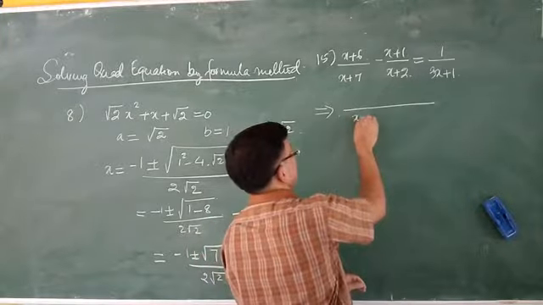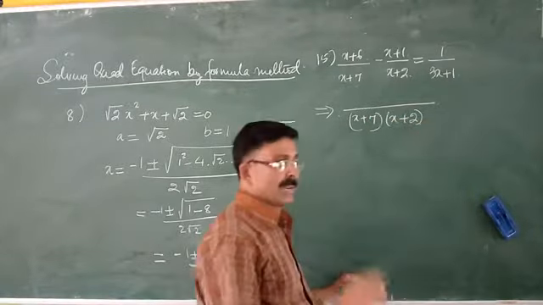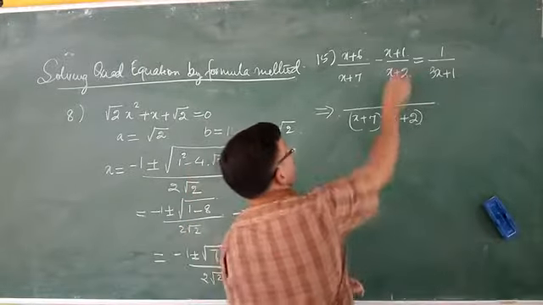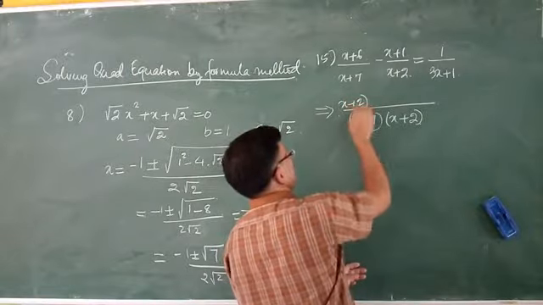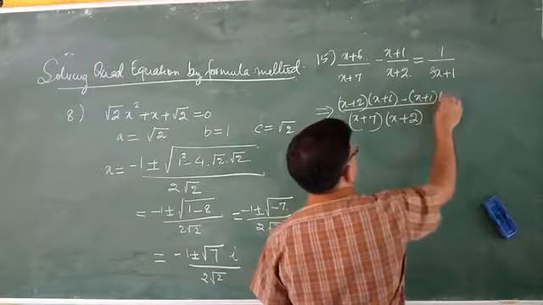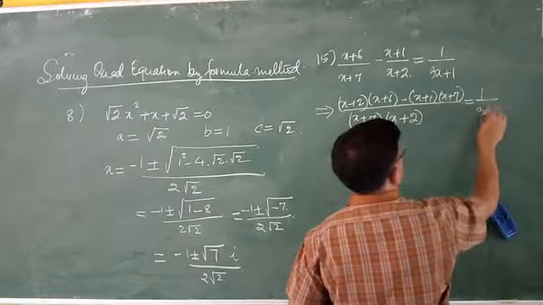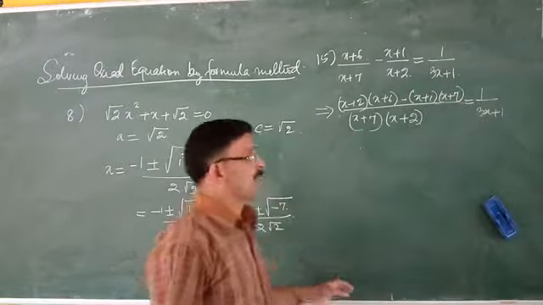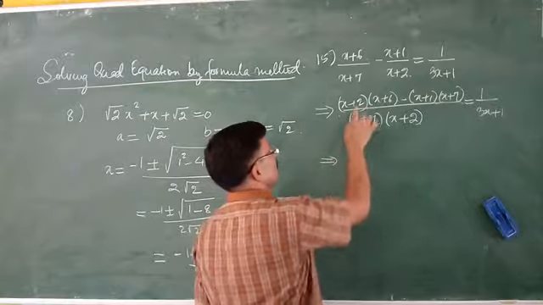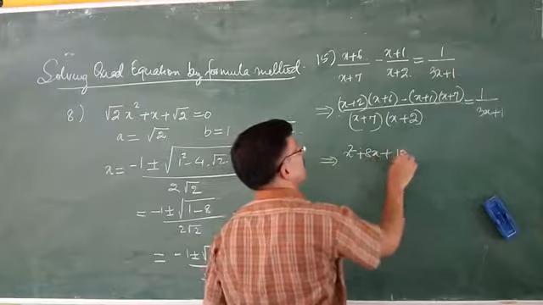Therefore the LCM of this will be x plus 7 into x plus 2. When you directly multiply and get the LCM, the numerator can be obtained by cross multiplication. Therefore, this into this, x plus 2 into x plus 6, minus x plus 1 into x plus 7, and this is equal to 1 over 3x plus 1. Right hand side as it is. Now we are going to multiply and simplify the numerator. When you multiply these two, you get x square plus 8x plus 12. Done?